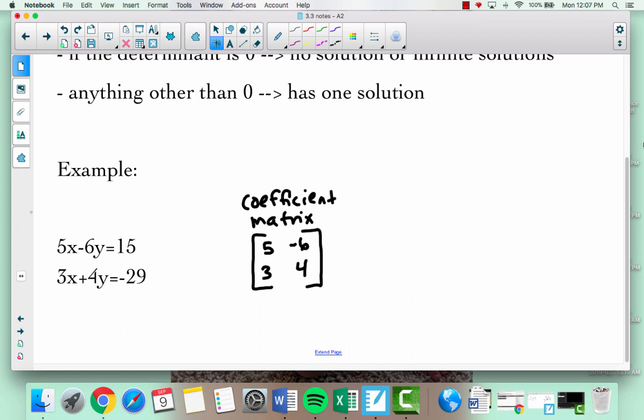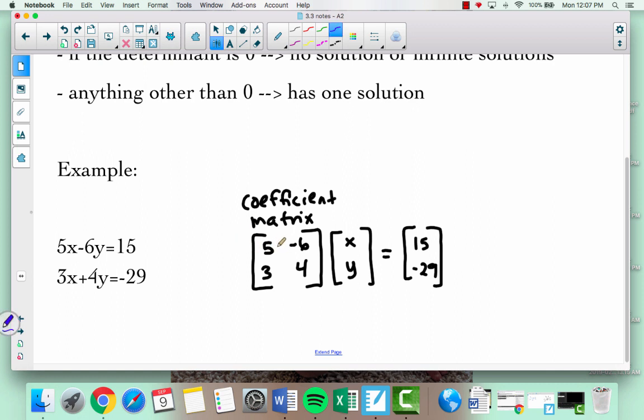Okay. Then after that, you're going to put your variables in a 2 by 1 matrix. So we'll have x first, then y. And then at the end is going to be the solutions to your system, also in a 2 by 1, 15 and negative 29.